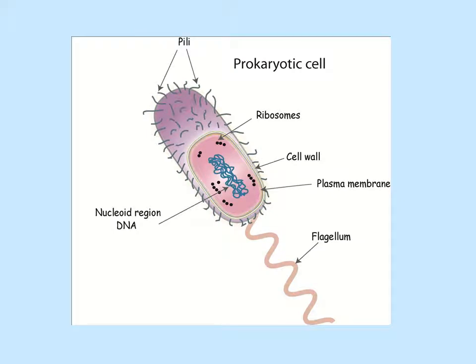Now here is a prokaryotic cell. You see we've got the DNA, we've got the cell wall, we've got the interior soft plasma membrane. Here's some pili, these little things sticking out from the cell. Here's a flagellum that makes the cell move, and this is a prokaryotic cell.